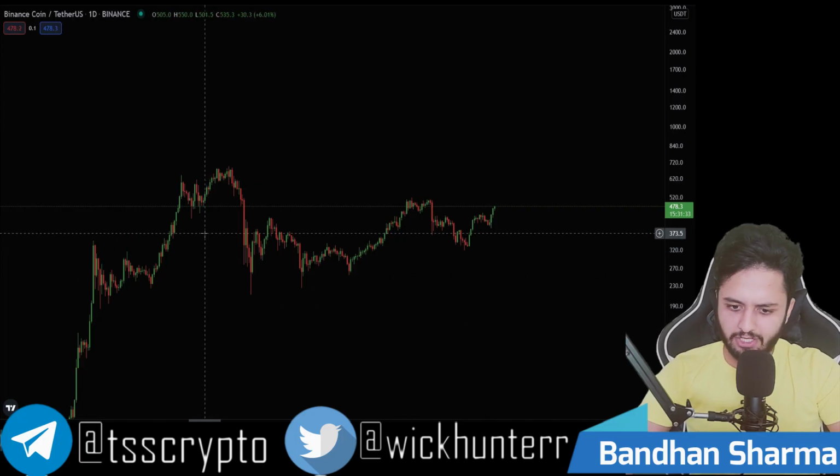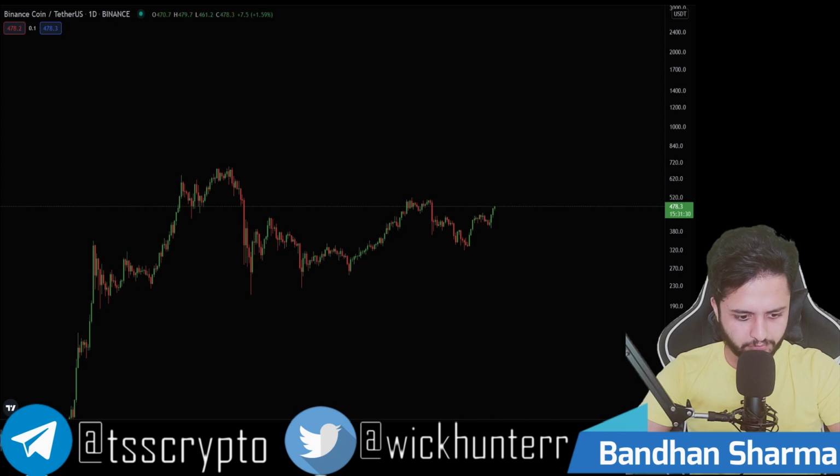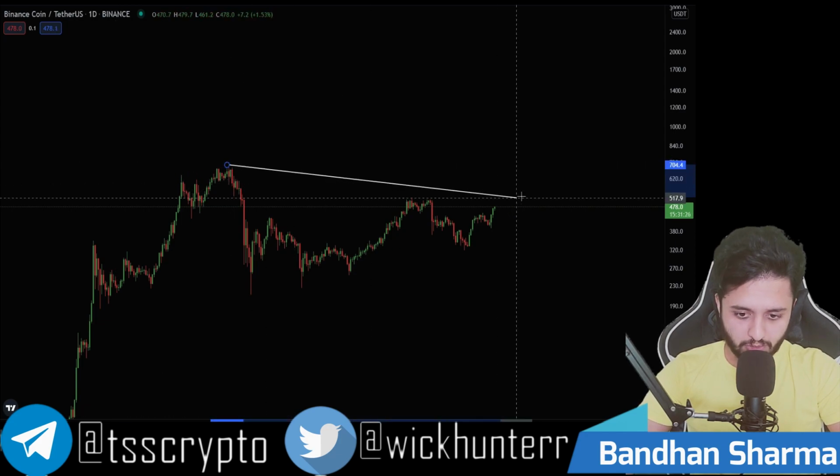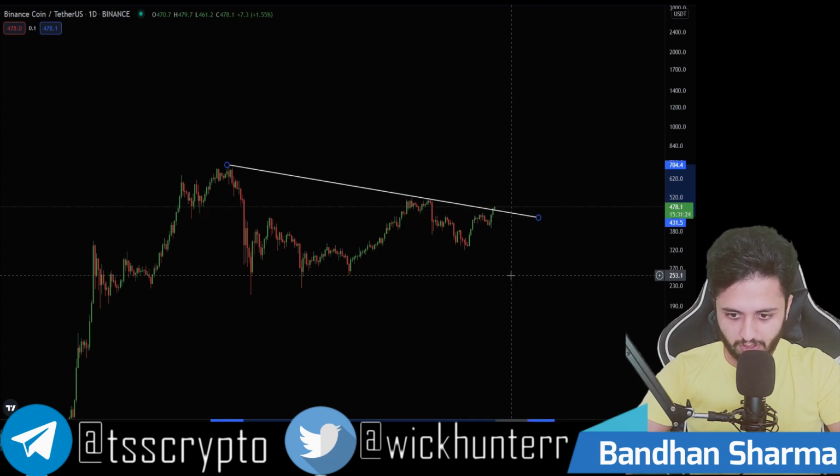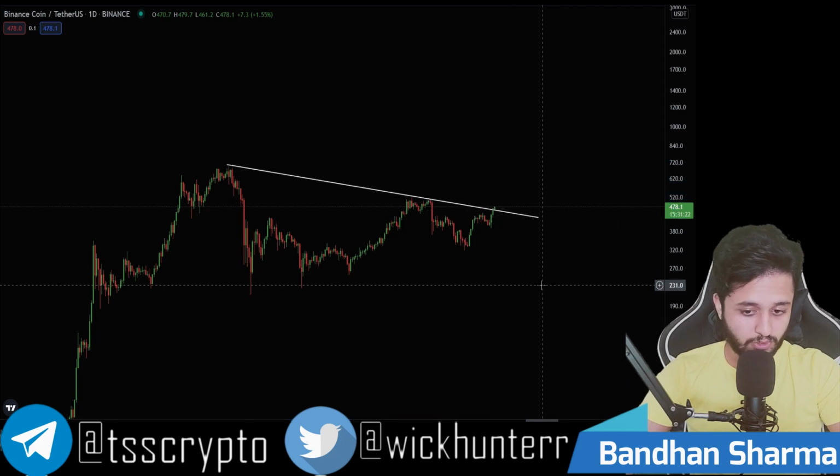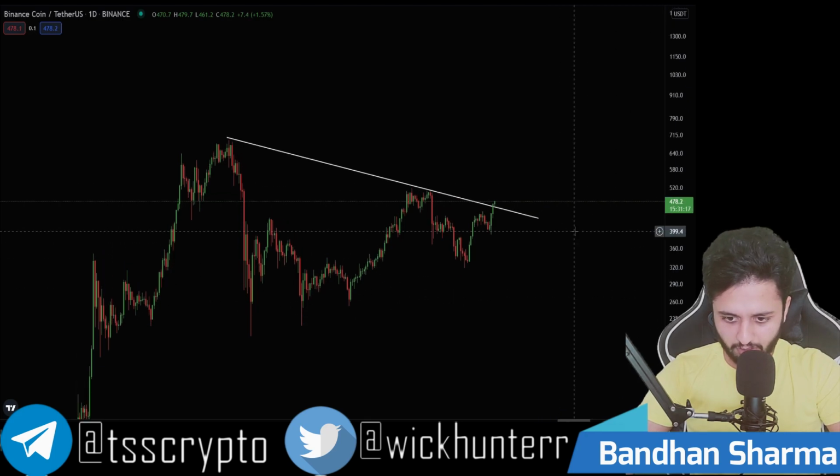This is the daily chart for the BNB USDT pair, and what I see is we are moving inside a big symmetrical triangle, and it has given a breakout. Yesterday's candle closed above the trend line.